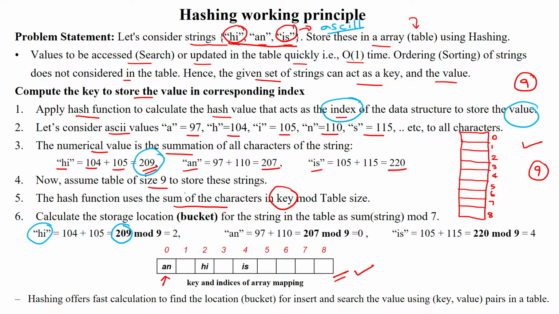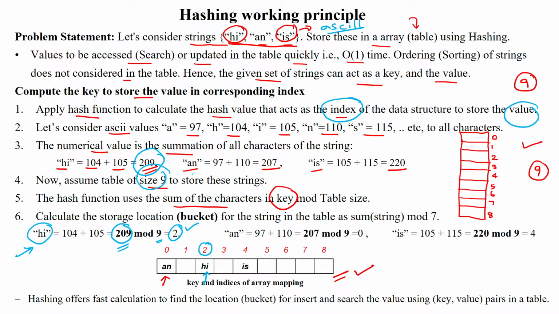Then my table size is 9. So the input key mod 9, I get the remainder 2. So this means the value hi is to be stored at index number 2 in the given hash table. So this is index number 2 in the given hash table. It will be stored in the location of index 2.